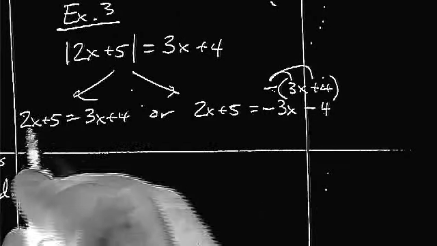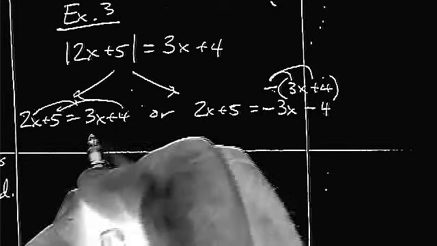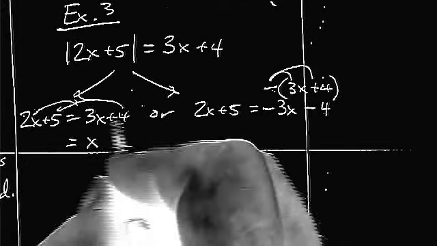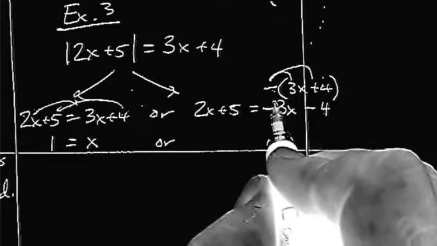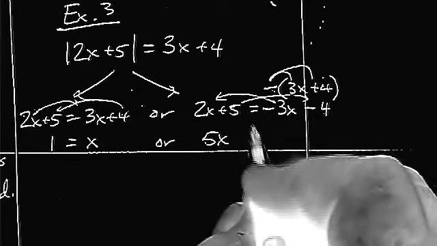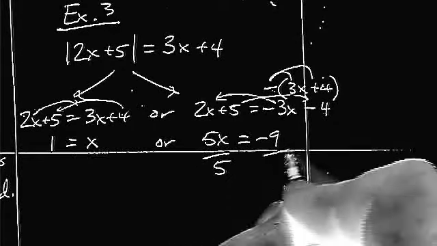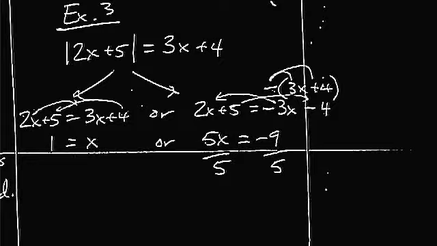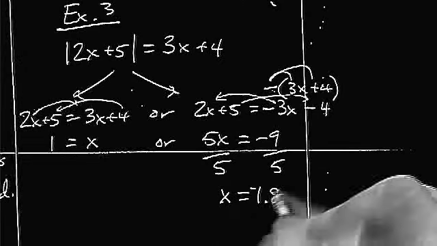So now I'm going to go through the process of solving, right? We move our variables to one side and our constants to the other. So subtract a 2x and subtract a 4. That was pretty easy. And add a 3x and subtract a 5. And divide by 5. X equals negative 1.8.